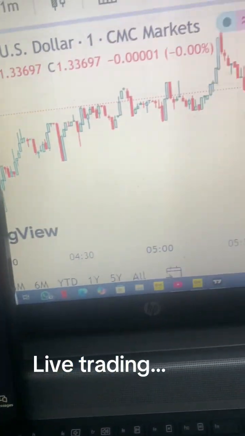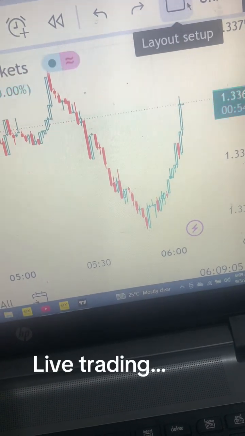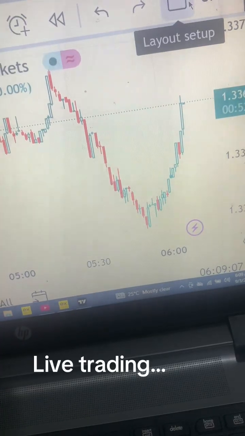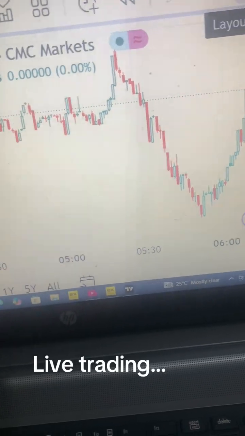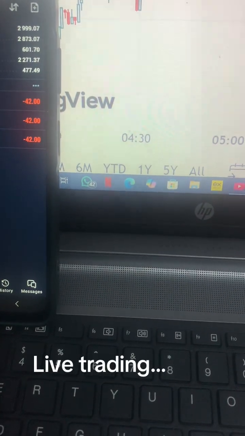Yes, so look at the chart. You can see that the chart is going up, but I'm just hoping that it will continue upwards, so that I can perhaps make something from this trade.